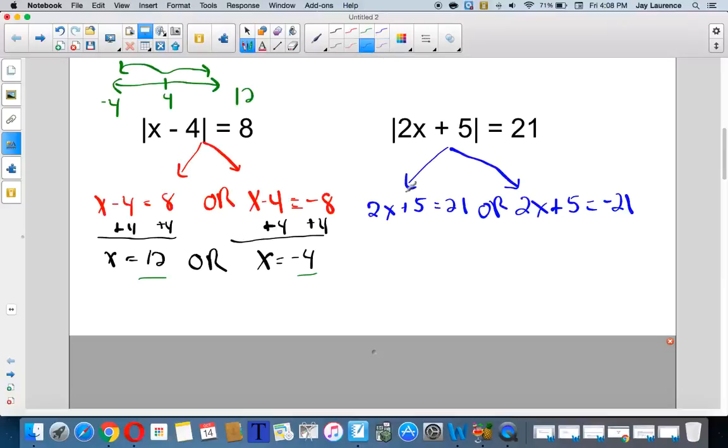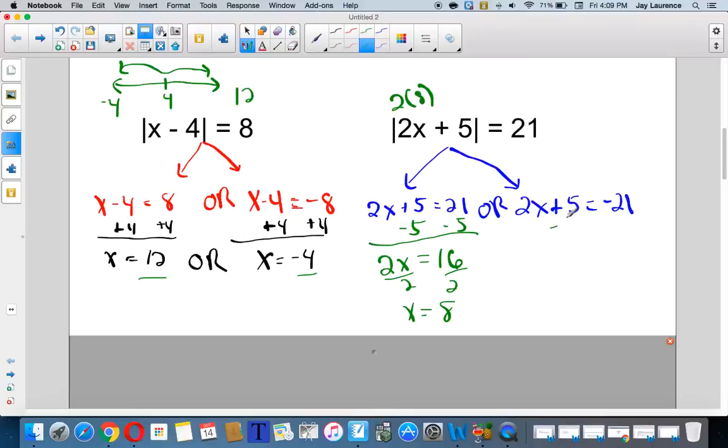Again, I go solve these two equations. So I'm going to subtract 5, right? And I'm going to get 2x equals 16, and I'm going to divide by 2, and I'm going to get x equals 8. Hey, let me test that. What's 2 times 8? Well, 16. 16 plus 5, 21. Absolute value of 21, 21. Ding, ding, ding. I got it.